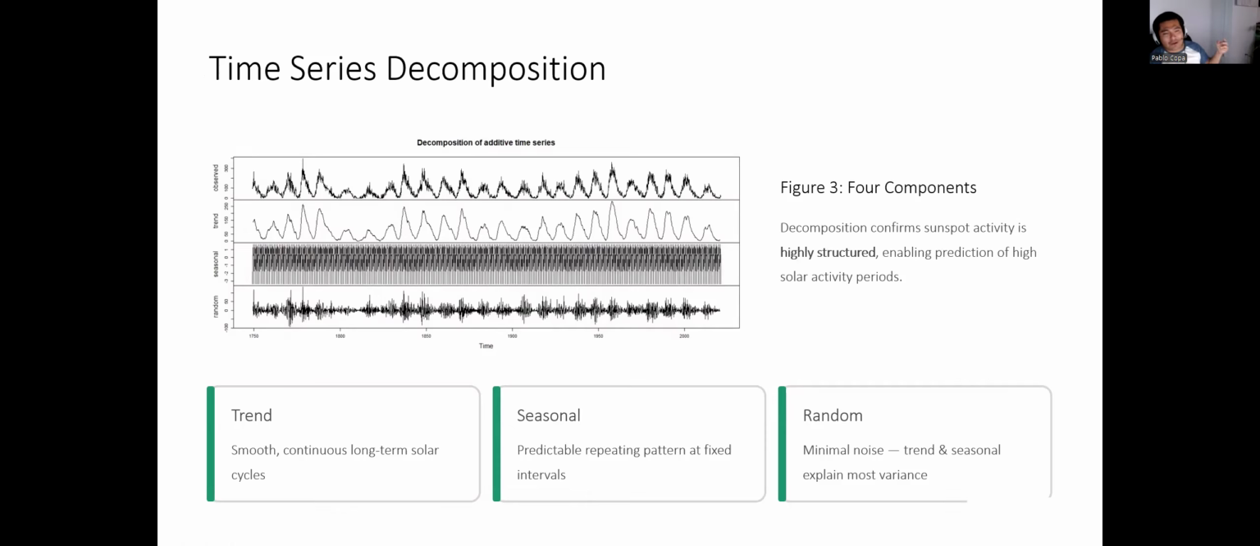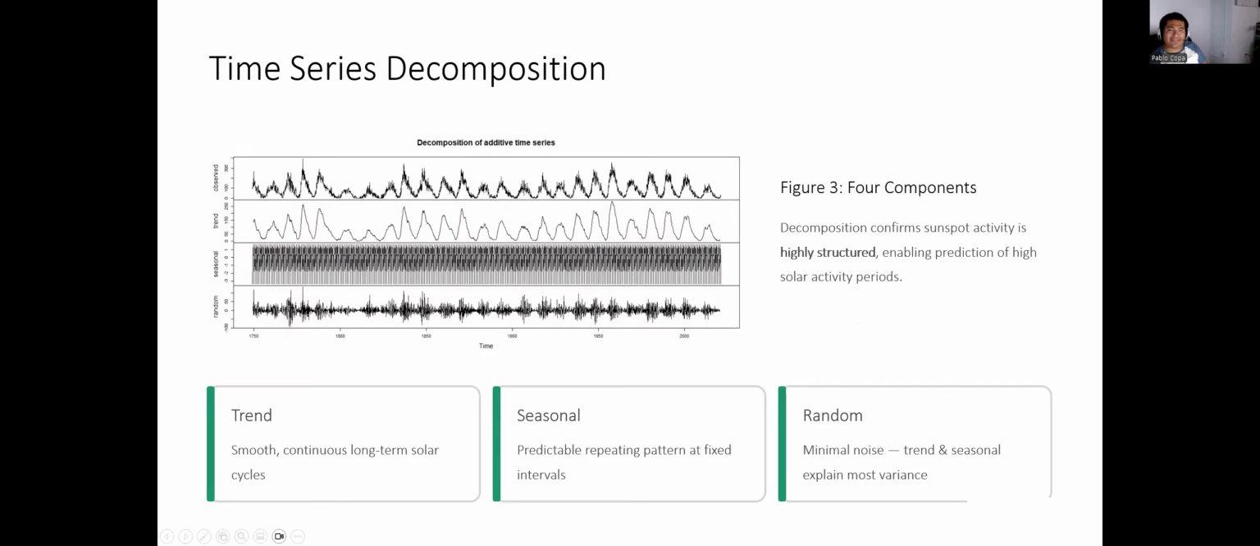So when I look at this decomposition graph, I can see that the data has a strong structure. The trend component shows a smooth long-term wave. I think they call it like that, long-term wave, which means sunspot activity moves through extended cycles. The seasonal component also shows repeated behavior.